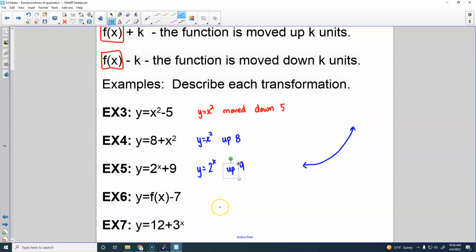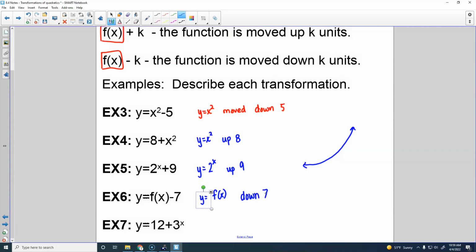What function are we dealing with for number 6? Okay, f of x. I have no idea what f of x looks like, right? That's just a name for a function. But I do know that whatever f of x is, what has happened to it? Down 7.